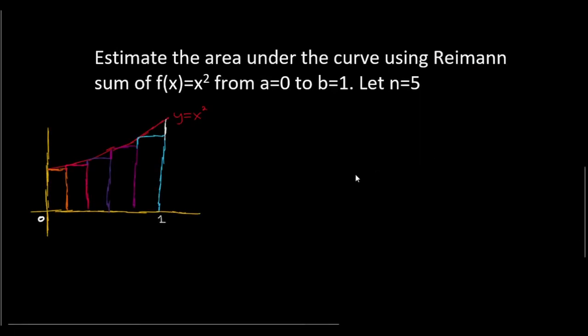Okay, so let's have an example regarding Riemann sum. Estimate the area under the curve using Riemann sum of the function f of x equals x squared from a equals 0 to b equals 1. Let n be equal to 5.